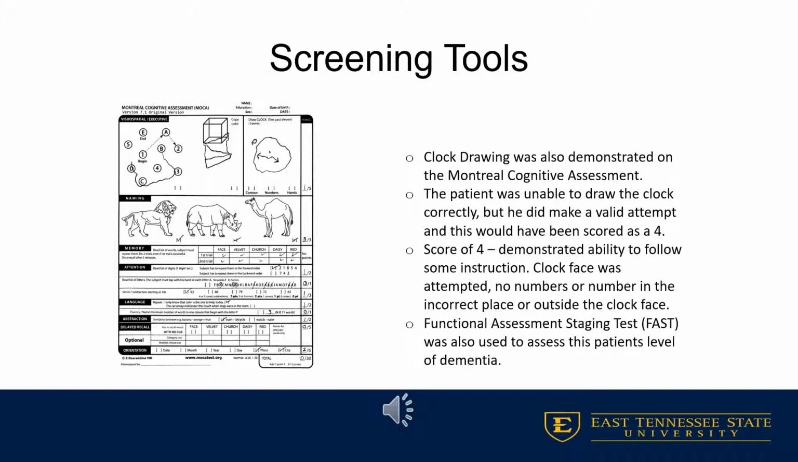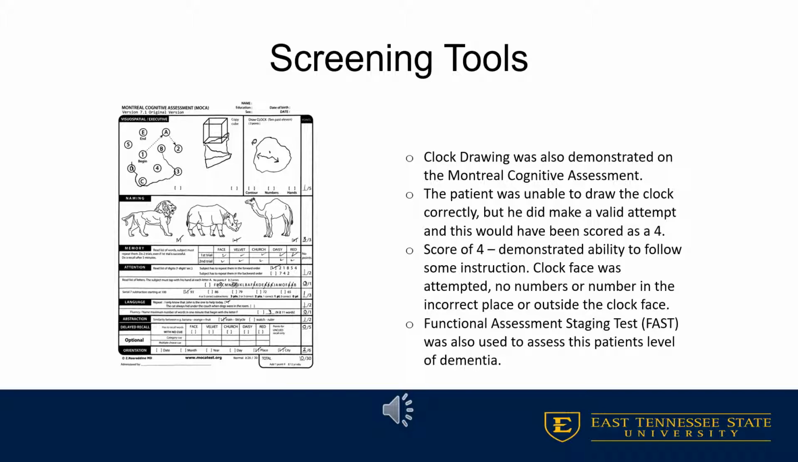We also performed the Montreal cognitive assessment for this patient, which includes the clock drawing test. Any score less than 25 is considered to be an indication of some form of cognitive impairment and can predict or identify the onset of dementia in patients. And as you can see, he did score well below 25.